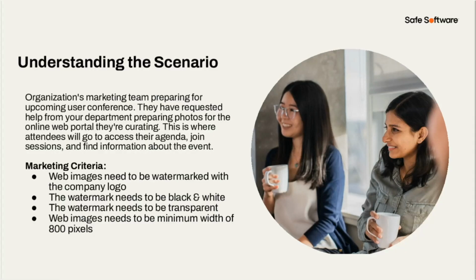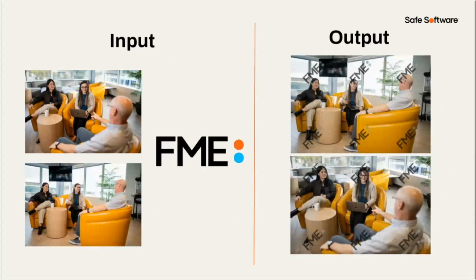of 800 pixels. And although it's not listed here, we really should be delivering the images back to the marketing team in a web-friendly format. So we have about 1 demo per marketing criteria we're going to meet. And we can get started by getting familiar with our data.